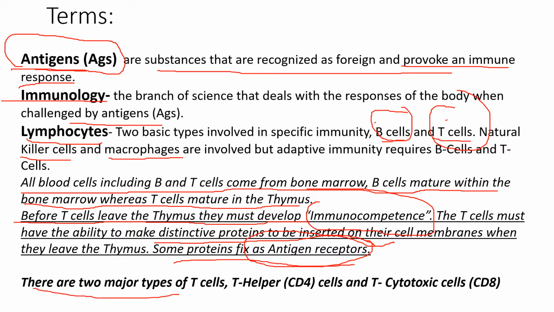And there are two major types of T cells involved in this system: the T helper, identified by the protein CD4 in the cell membrane. Sometimes they call it CD4, T helpers, the same. And then the T cytotoxic cells, identified with the CD8 protein. Sometimes they call cytotoxic cells T killer cells.